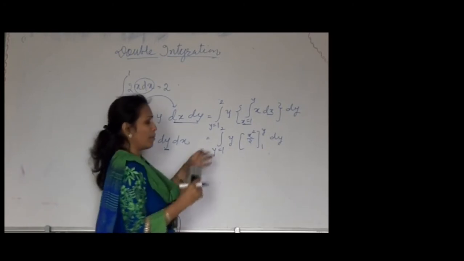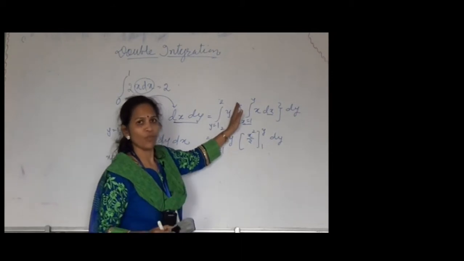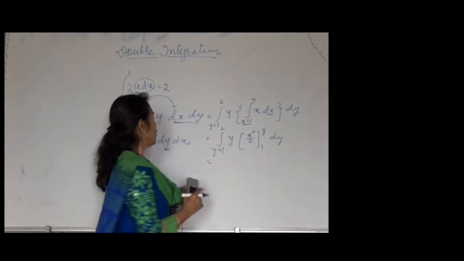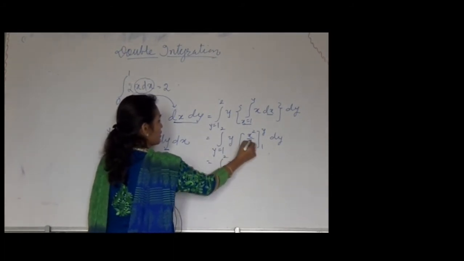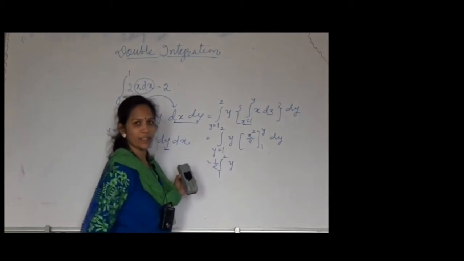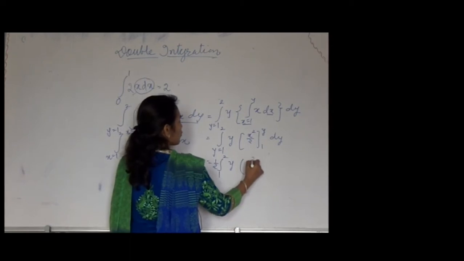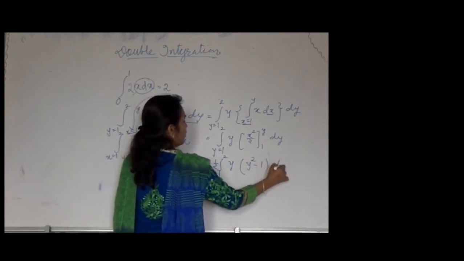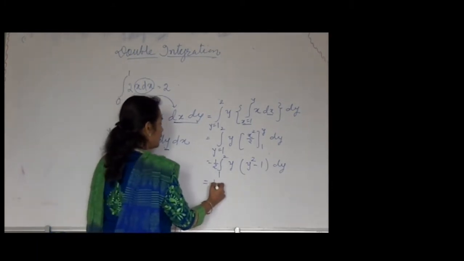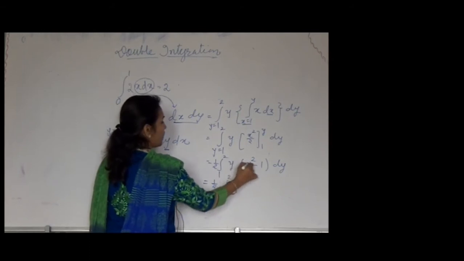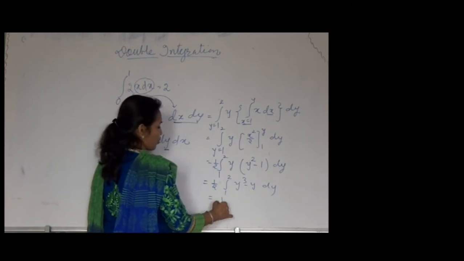The method of solving is the same, whatever we have used for single integration, the same formulas we apply. So this integral sign as it is, 1 to 2, this y again as it is, this 1 by 2 outside the integral sign, and then substitute the limits, put x is equal to y, so y square minus 1, and dy. All of us know how to solve this integral, which is now converted into a single integral of y cube minus y dy, and this we know how to solve.